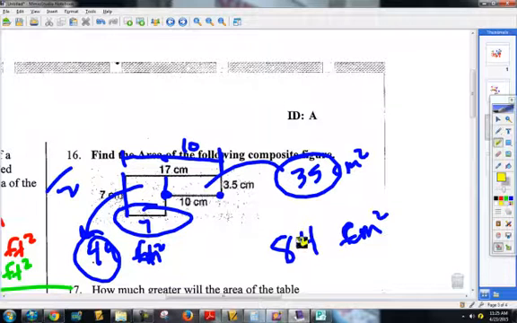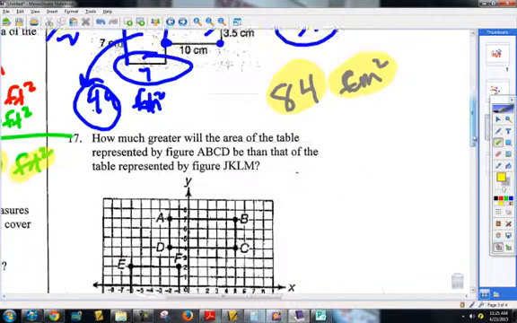Centimeters squared. So your 2 points here are 84 centimeters squared. Or 2 points on that one.